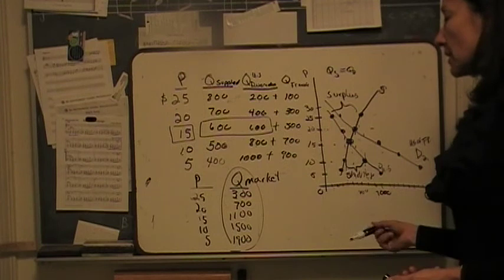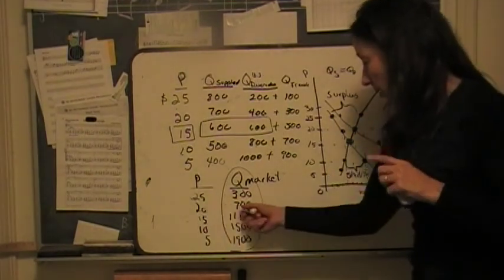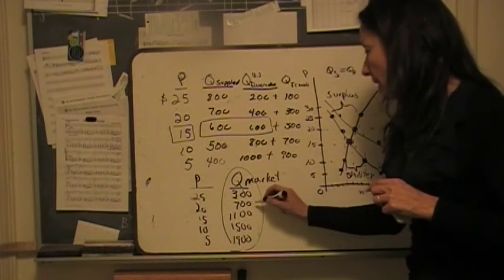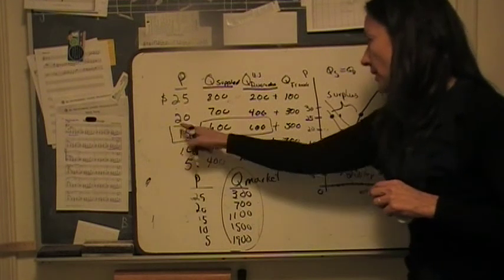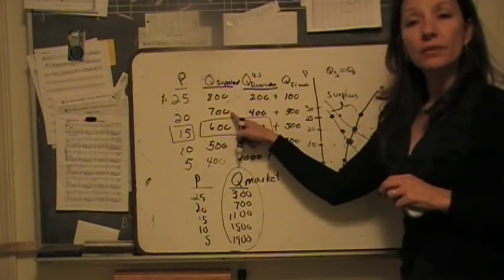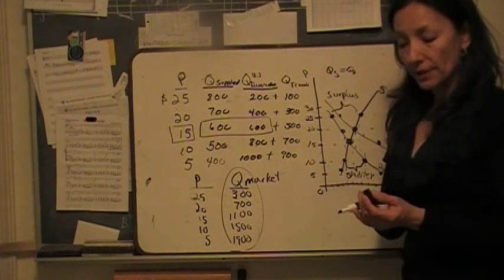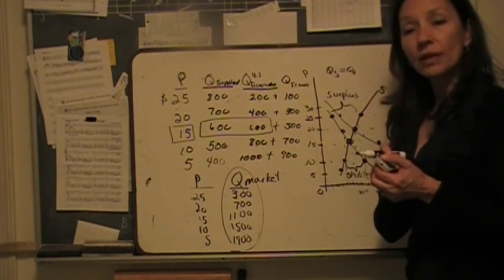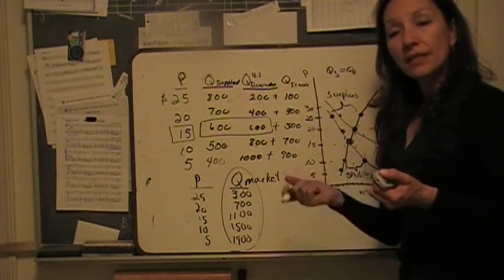You would also be able to tell this right off the graph. At $20, market demand is 700. At $20, market supply is 700, and that would be your new equilibrium price and your new equilibrium quantity. $20 and 700 pounds.